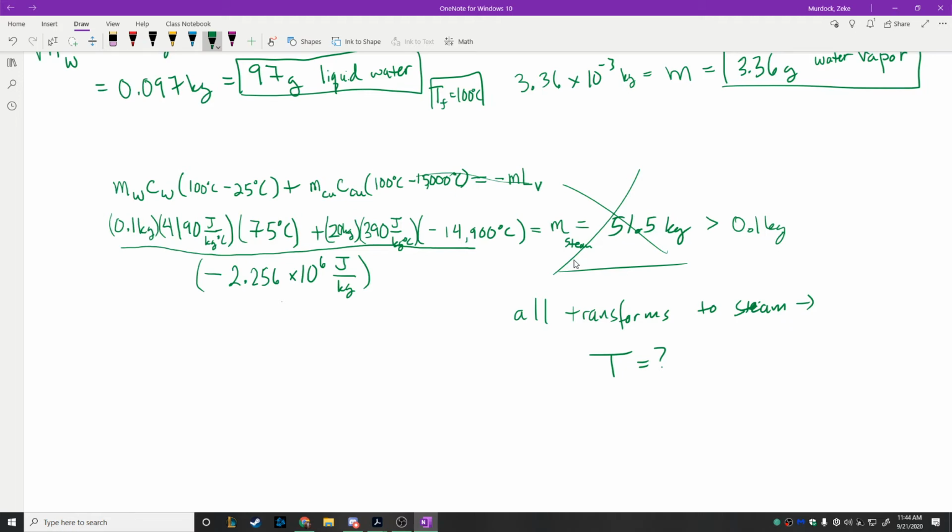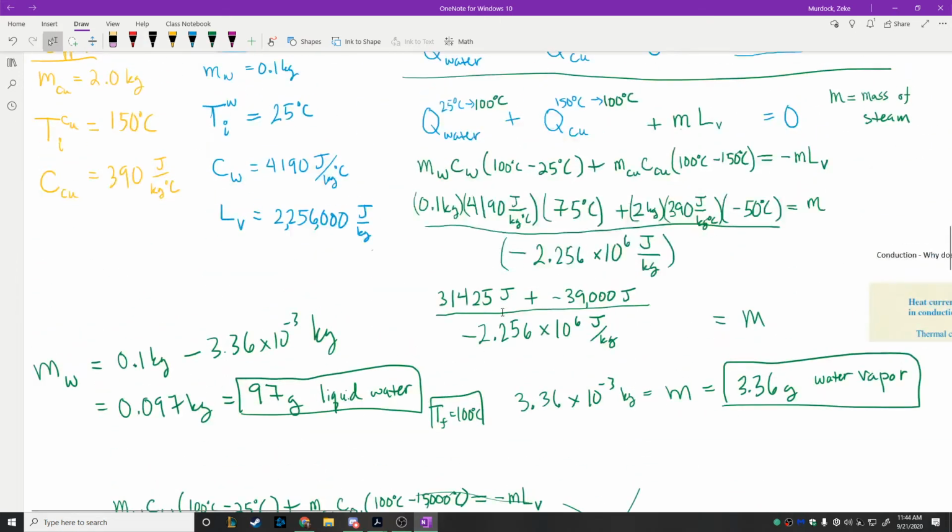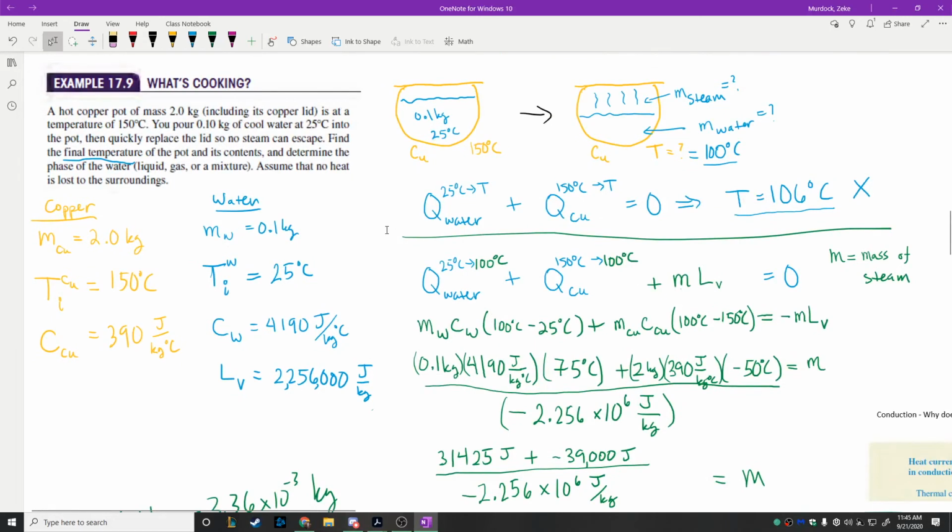So let's go back to the original problem and see how these things manifest themselves. So what was our original goal here? Our goal was to find the final temperature and its contents and determine the phase of the water, right? So there's really two unknowns here. The unknowns are our final temperature and the mass of the steam that we have in the system. So you basically work your way through your assumptions.